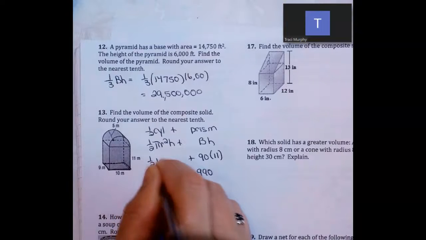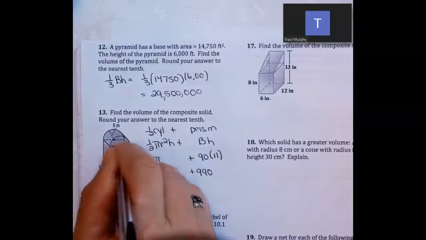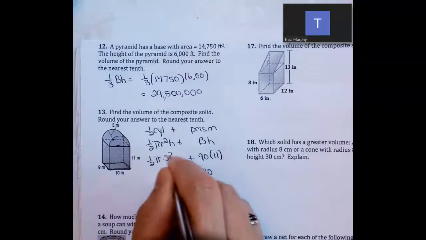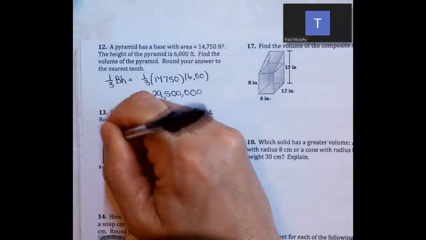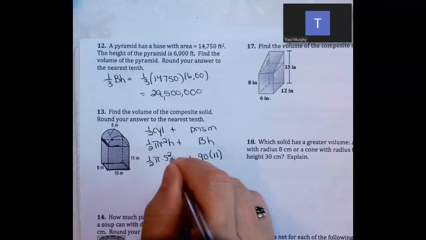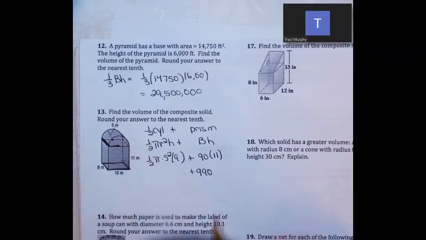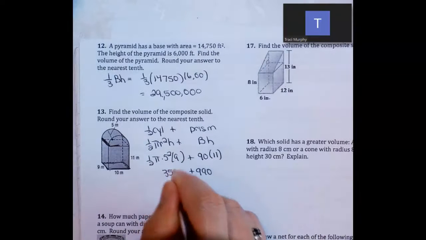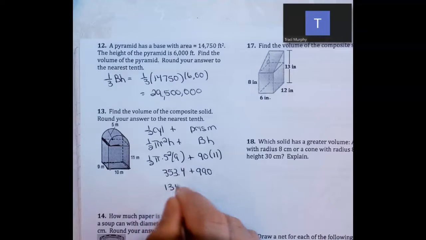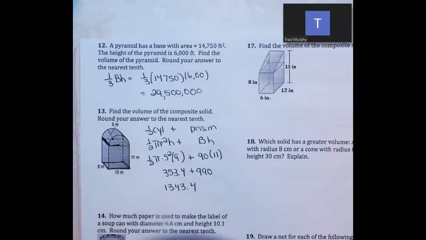Over here, my radius is actually from here to here, which is half of that 10, which is the 5 squared, and the height is actually here. The height is the distance from one base, which is the half of the cylinder, to the other, so that height is 9. I plugged that into my calculator. I got 353.4. Adding together, I got the following.